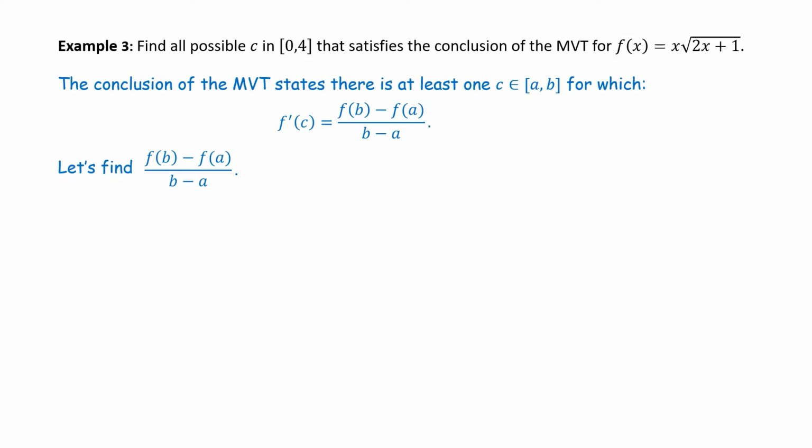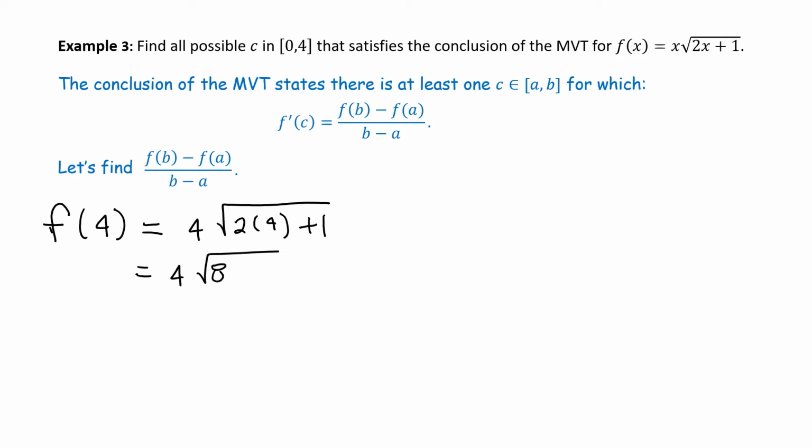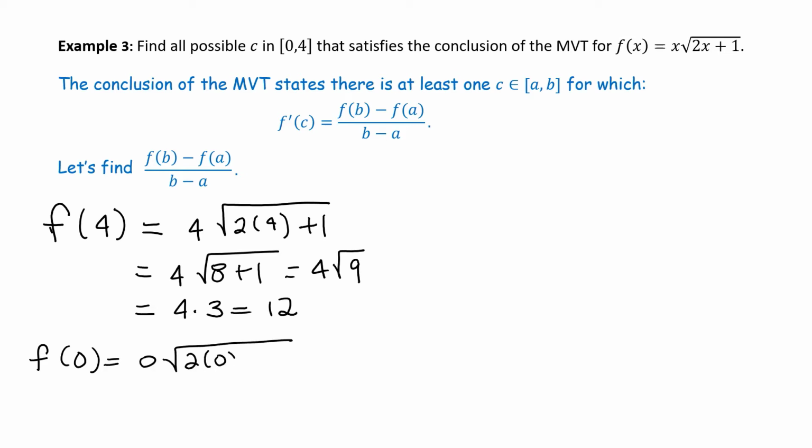I'll begin with f of 4. That would be 4 times the square root of 2 times 4 plus 1. That's 4 times the square root of 8 plus 1, which is 4 times the square root of 9, and 4 times 3 is 12. Let's find f of 0. That's 0 times the square root of 2 times 0 plus 1, which is 0.